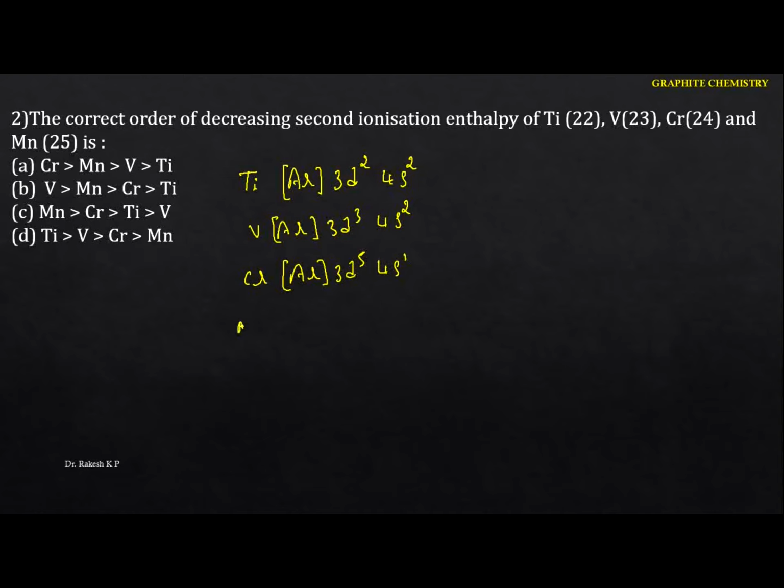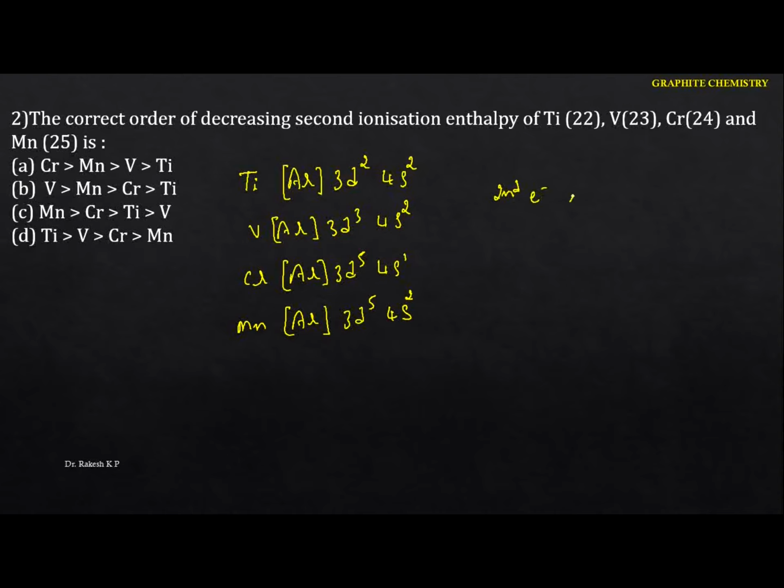And the next one is manganese. We have argon 3d5 4s2. Now you just identify the order of decreasing second ionization enthalpy. Now we have to identify the second electron, that is, the electron being removed.